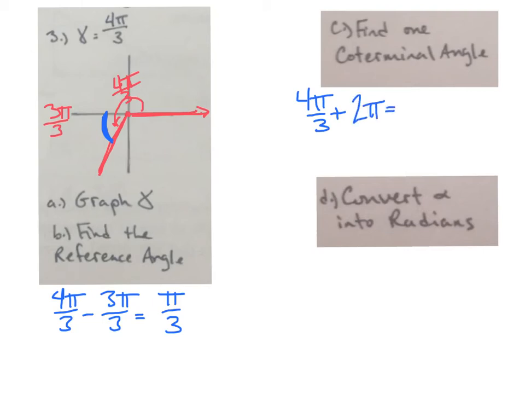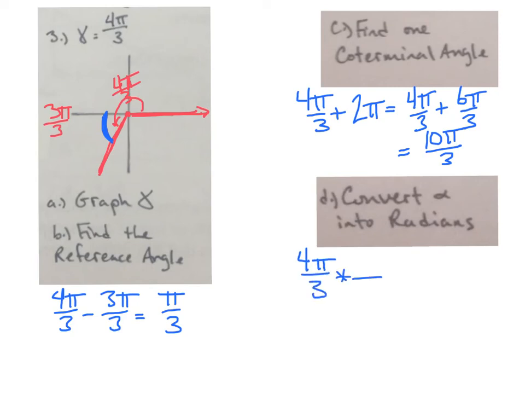This is just adding fractions. We've got 4/3 pi plus 2 pi. So get a common denominator. 2 pi is 6 pi over 3. So add those two together and we'll get 10 pi over 3 as a coterminal angle. And then convert it into degrees. So we'll start with our angle, 4 pi over 3. And this time, with our fraction, we're going to want pi on the bottom. So the 180 degrees goes on top.